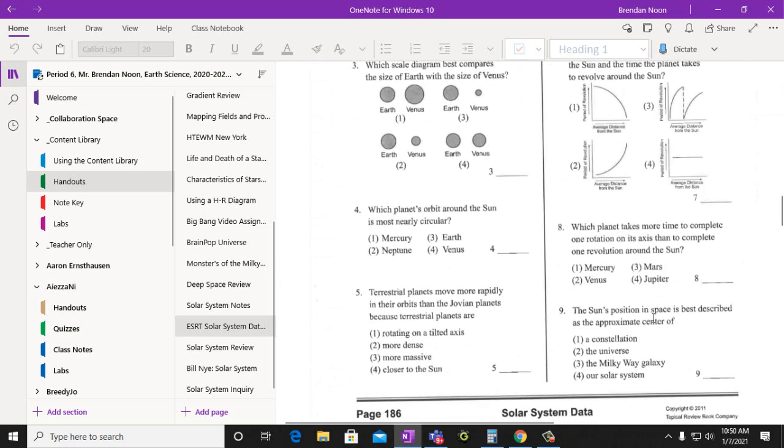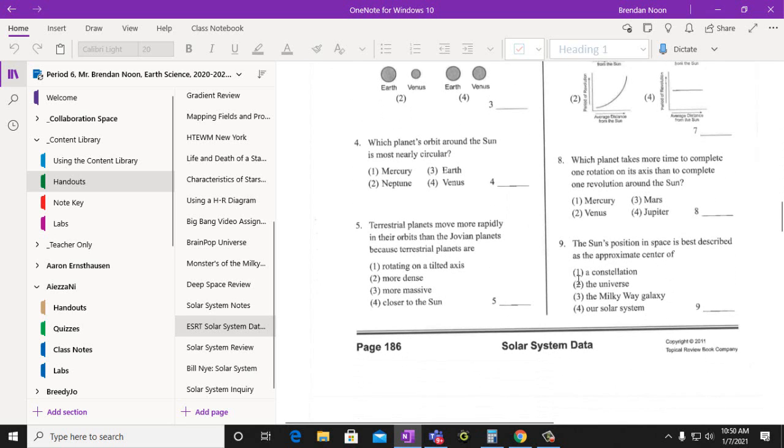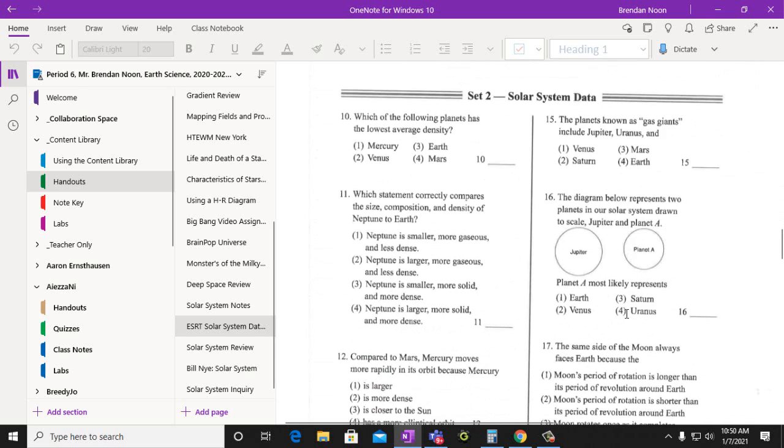Venus, 2. The sun's position in space is best described as approximate center of. It's the center of our solar system. That's why it's called a solar system. It's a system that revolves around a star, and our star is the sun. So 4 is the correct answer.